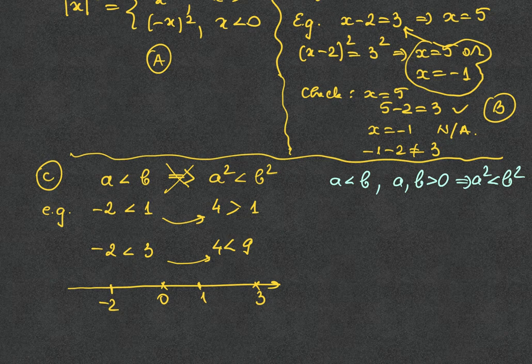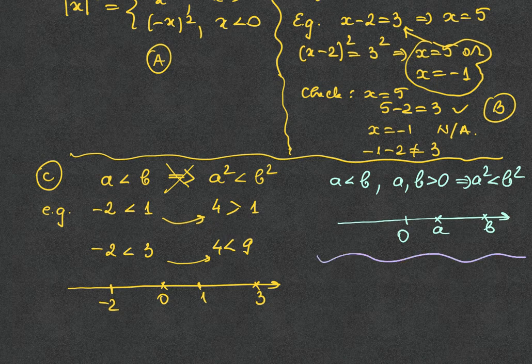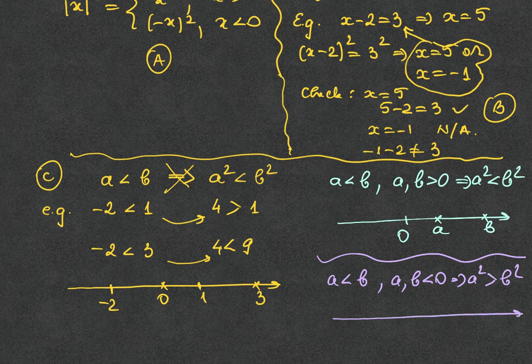Oh no, I didn't have such an example. So if both a and b are positive, but a is here and b is here, of course when you square, a squared is smaller than b squared. Also, if a is smaller than b, but a and b are negative, then a squared is bigger than b squared. And that's an example here, a and b. So both are negative. When we square them, they become positive, and a squared is further from the origin than b squared.